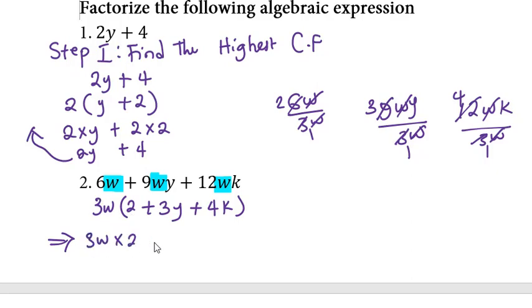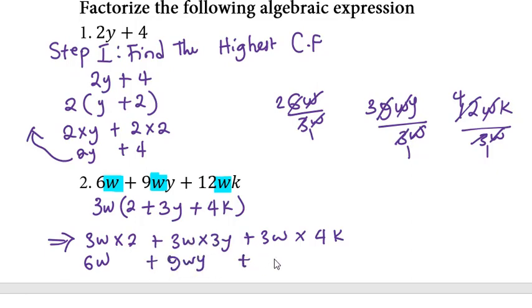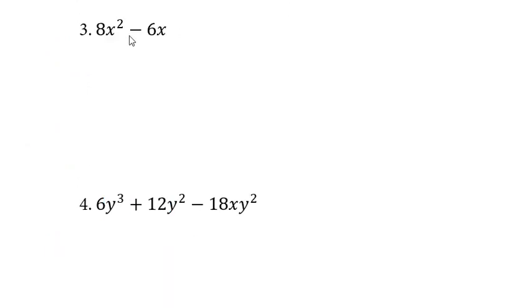3W multiplied by 2 plus 3W multiplied by 3Y plus 3W multiplied by 4K. Let's check. 3 times 2 is 6, so just add W, 6W, plus 3 times 3 is 9, WY. 3 times 4 is 12, then WK, just join. So that's it. Whenever a number and a variable multiply, they just come together, so you don't really struggle with multiplying those values, that is the variables. For the third question, we'll have a square, but that's not a challenge.